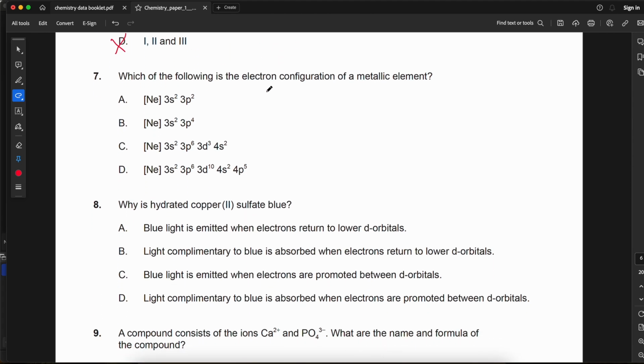Which of the following is the electron configuration of a metallic element? So Ne is 10. Okay, the number of electrons of Ne is 10.